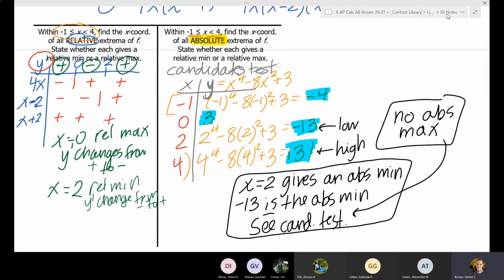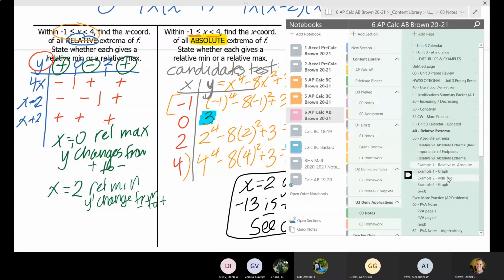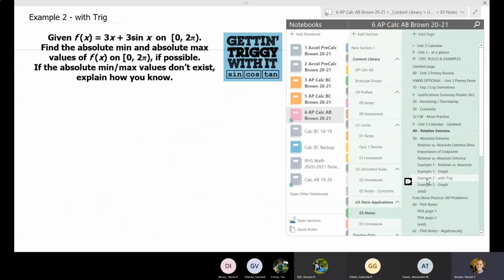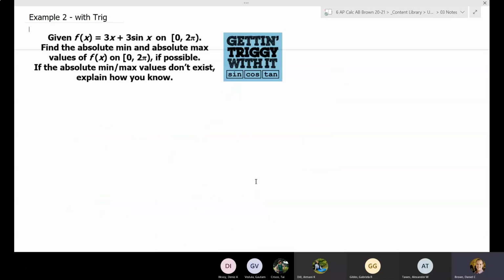All right, here's what the graph looks like. So we can see there was an absolute minimum and then no absolute maximum. But go ahead and try, we love trig, so go ahead and try that one. Or rather, y'all hate trig, so there's some practice.